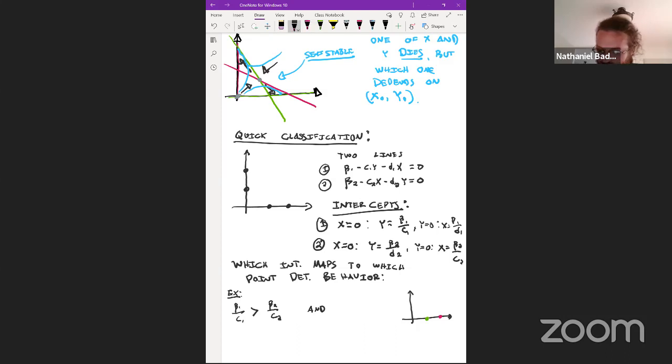And let's say that, let's look at the y-intercept. So beta 1 over D1 is less than beta 2 over C2. Then what that means is that the intercept over here is now less than this. And so we have an exact case. And that means in particular that we're in the semi-stable case.